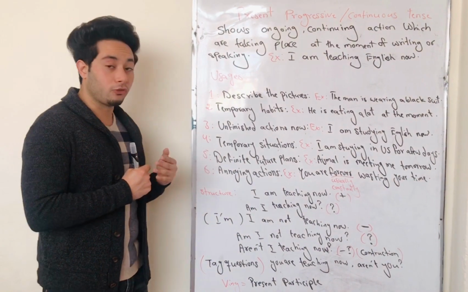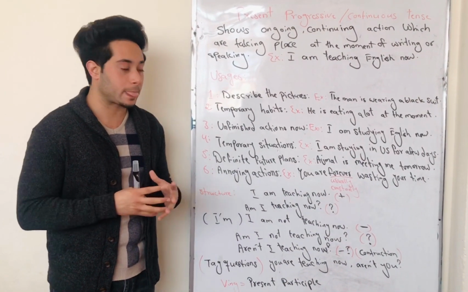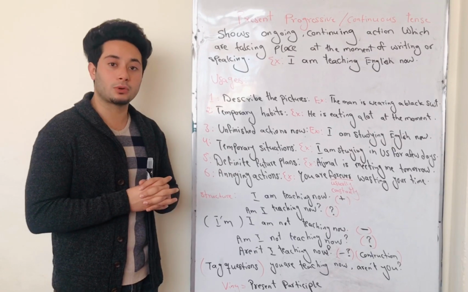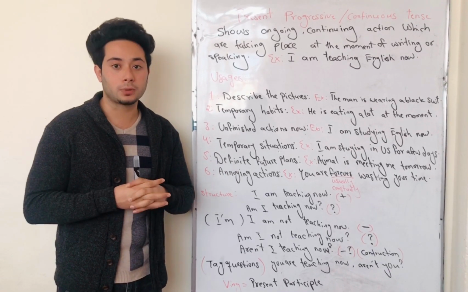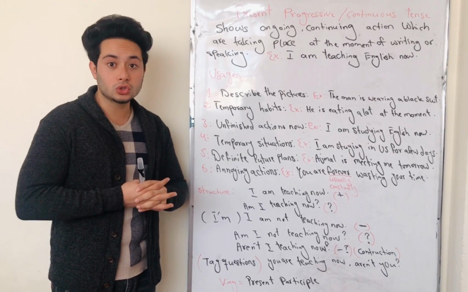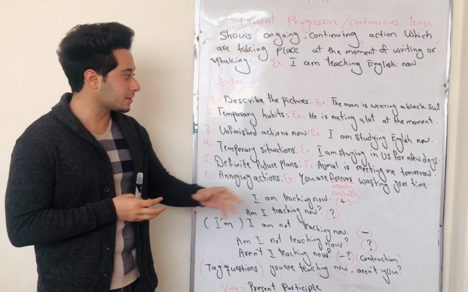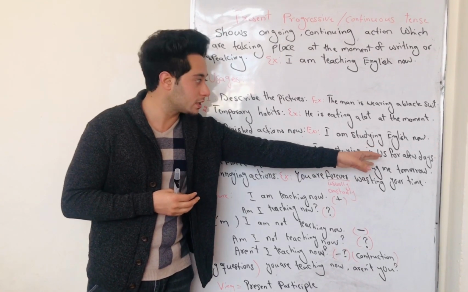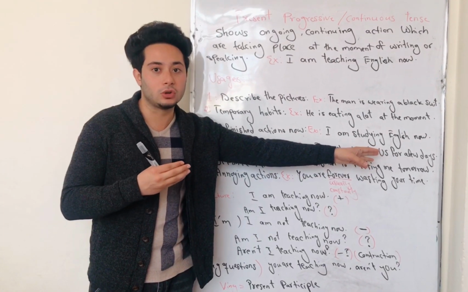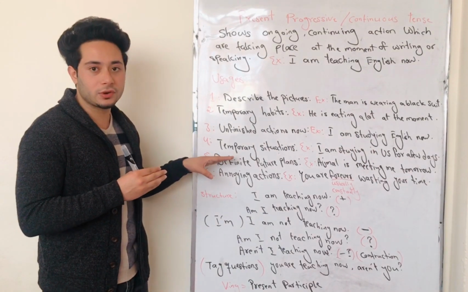Let's talk about the fourth place where we use present progressive tense. The fourth place is to talk about temporary situations. What are temporary situations? Temporary situations are those situations, as I mentioned here, that are not permanent. For example, I consider: I'm staying in the US for a few days. By using a few days, or by using now or at the moment, we can talk about temporary situations.